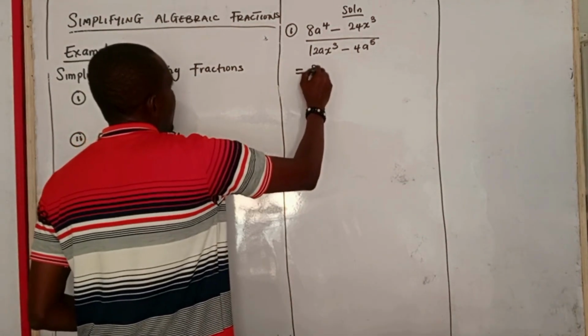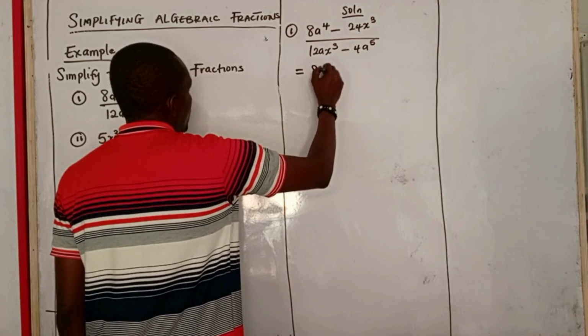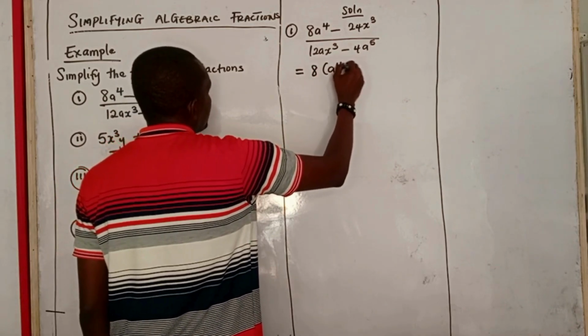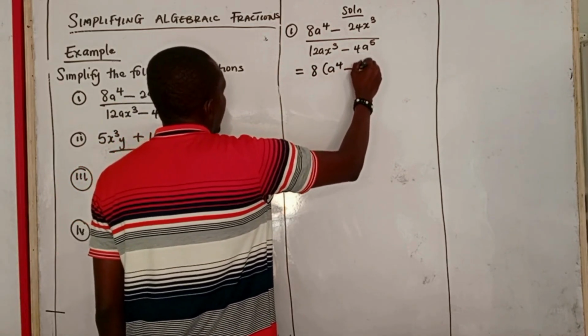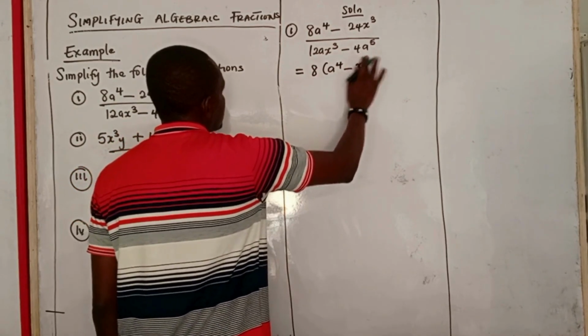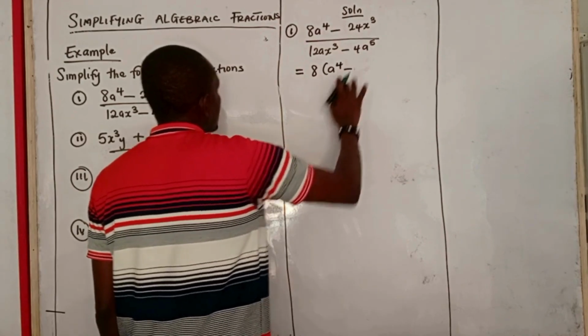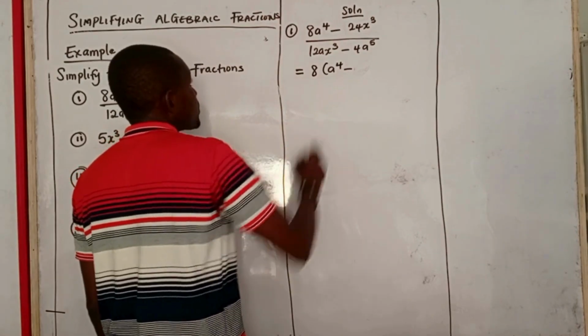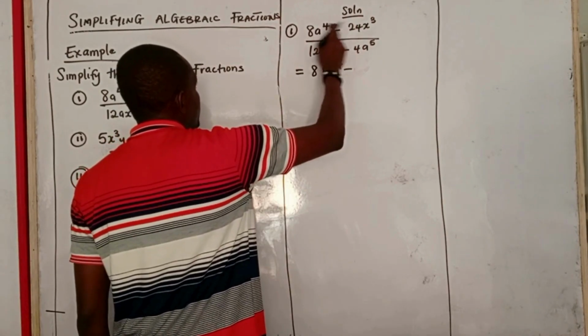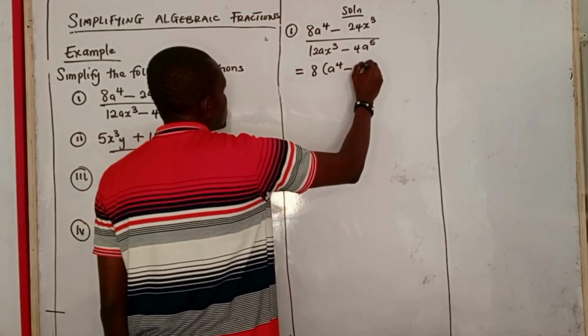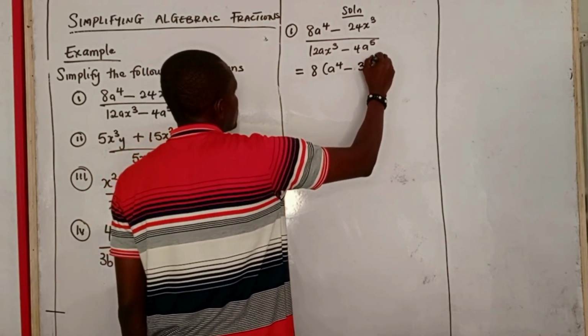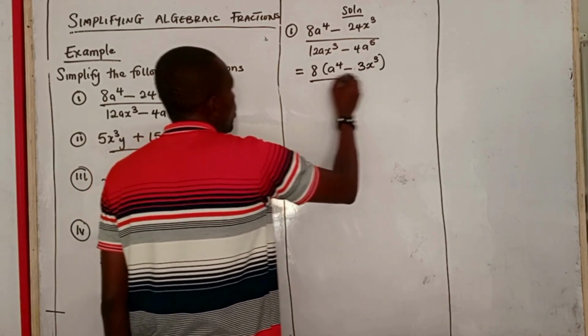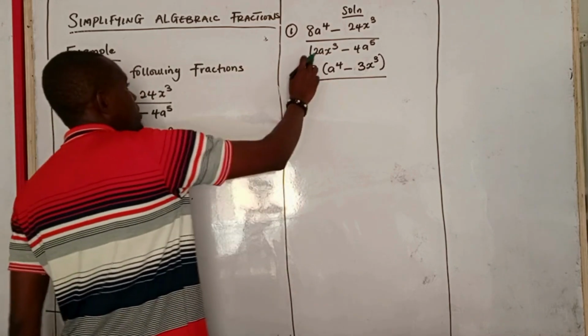So if we bring out the 8, we are going to have a raised to the power of 4 minus x raised to the power of... we are going to have a raised to the power of 4. Then if you divide 24 by 8, you are going to have 3. So we are going to have 3x raised to the power of 3. Then all over.